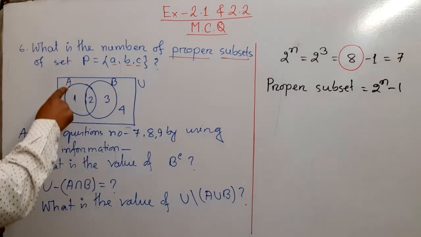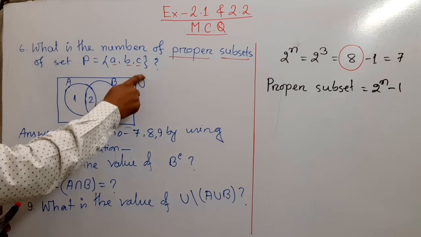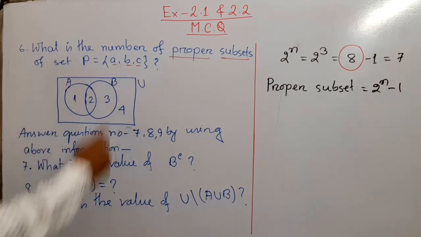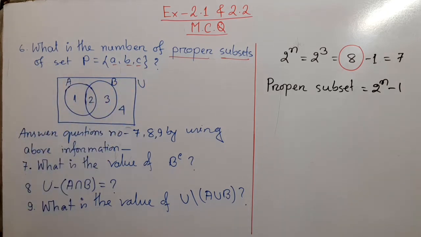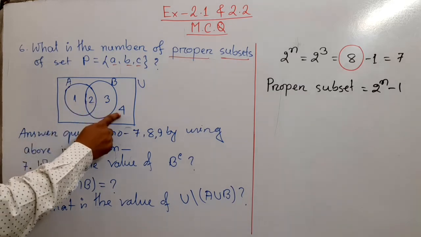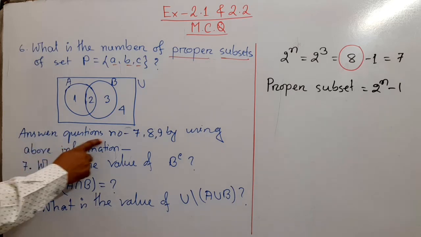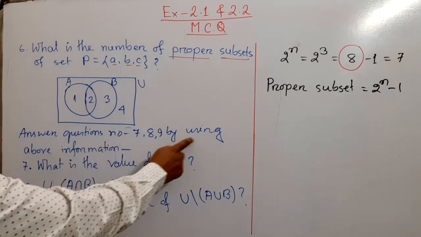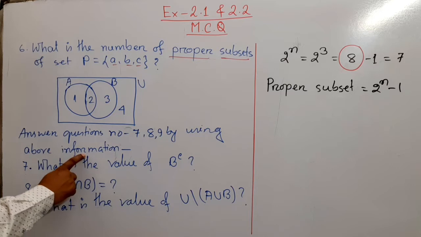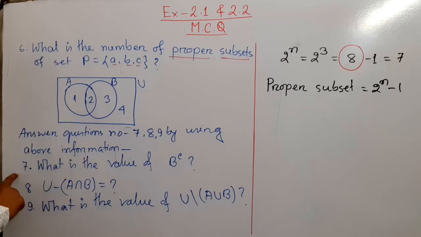It has two sets A and B, and also a universal set including A and B. The elements 1, 2, 3 and 4 are over there. Now we will answer questions number 7, 8, 9 by using the above information.